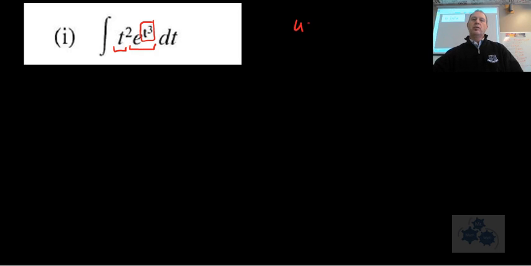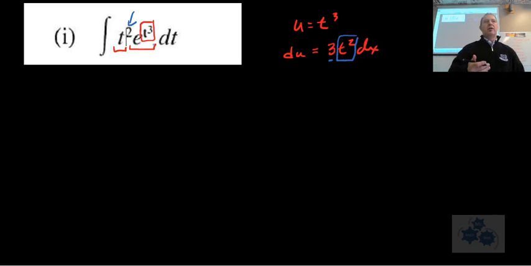So if u is t cubed, we want to look for du somewhere in there. So do we have, and again, the constant is not a big deal, but do we have this in there? And yes, we do. So the derivative of the inner function, at least in part, is in the original function that we're trying to integrate. So that means this is a candidate for U-substitution.